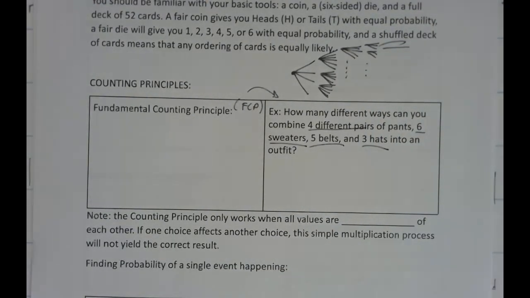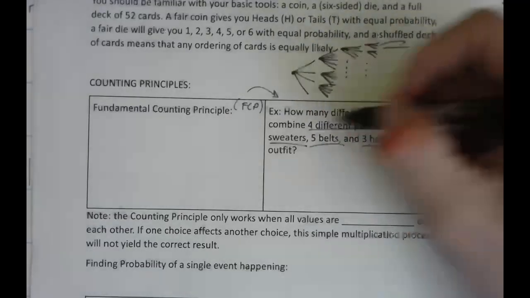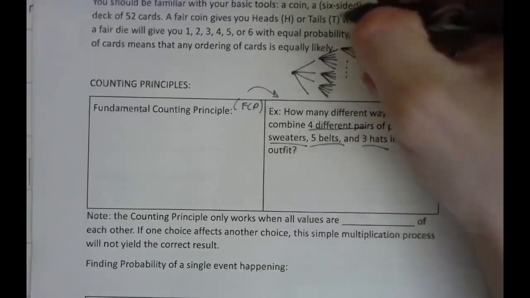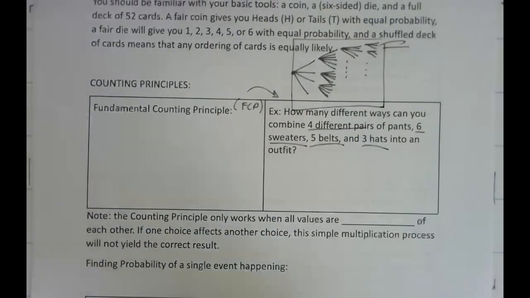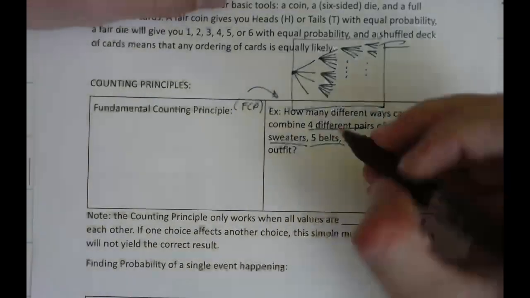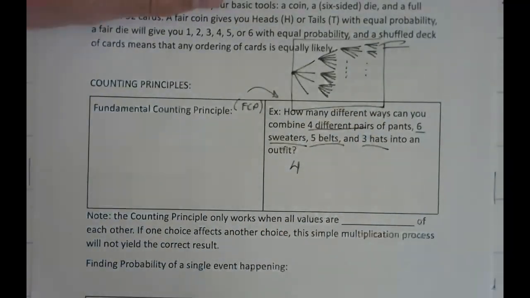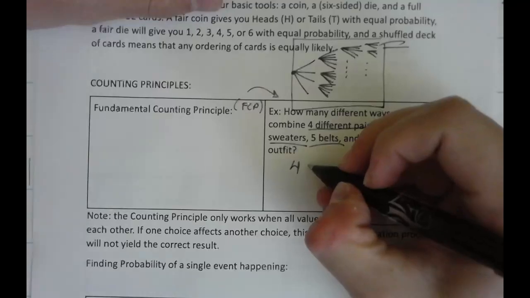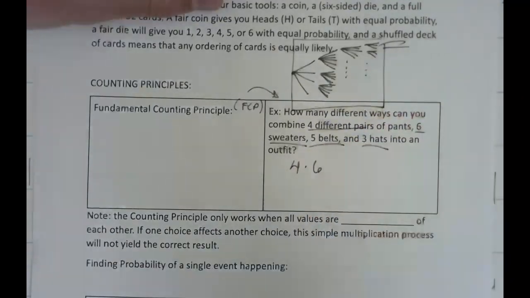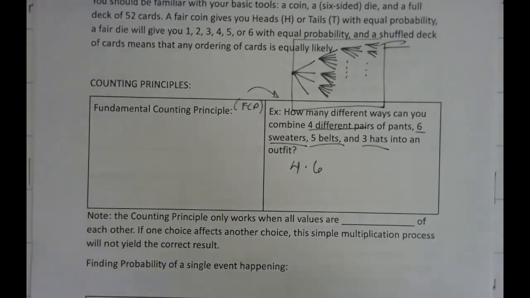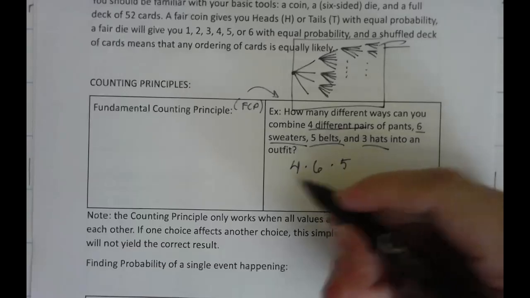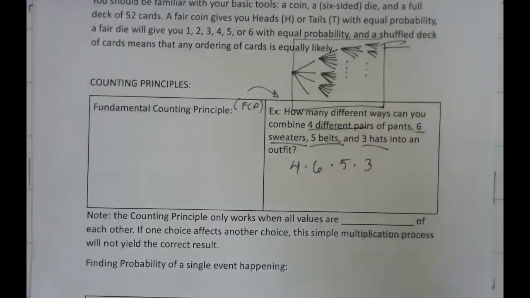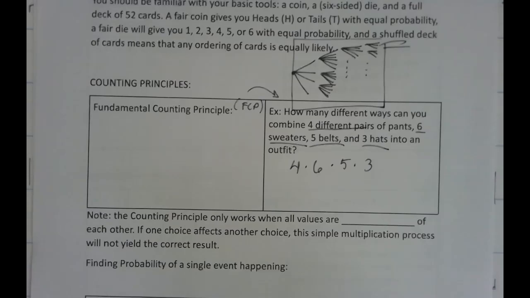So many possibilities. This is the basic idea of combinatorics, and the fundamental counting principle is how can we count the total, how many endpoints would there be on this little tree? Well, we know that in the beginning there were 4 different choices of pants, and then for each of those there was 6 different sweaters, 6 on each branch, right? And then for each of those there was 5 belts, and then for each of those possibilities there was 3 hats, right?